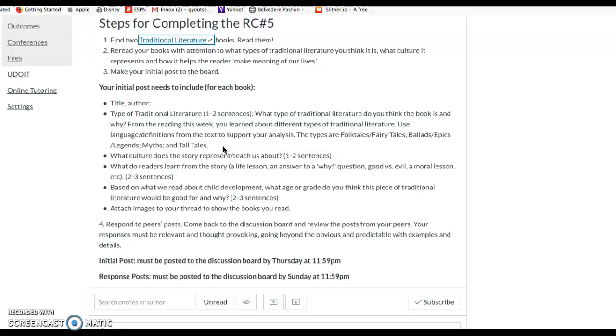Of course, you're going to include the title and the author of the book. And from the reading that you did in the module readings on traditional literature, you will tell me the type of literature that this book is, what type it is, and why you think so. The reading is very specific on the different types of literature, so you should be very familiar with that by the time you get to this part in the commentary. Please use language and definitions from the text to support the analysis, so in-text citations would be great here. The types of literature are folk tales and fairy tales, ballads and epics and legends, myths, and tall tales.